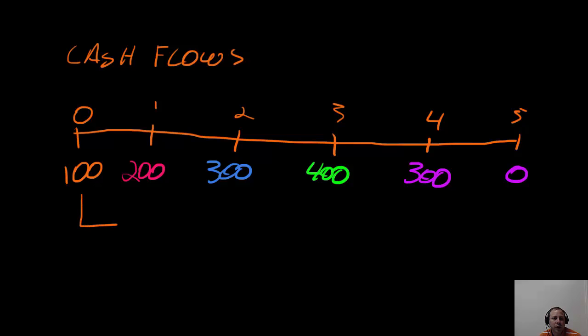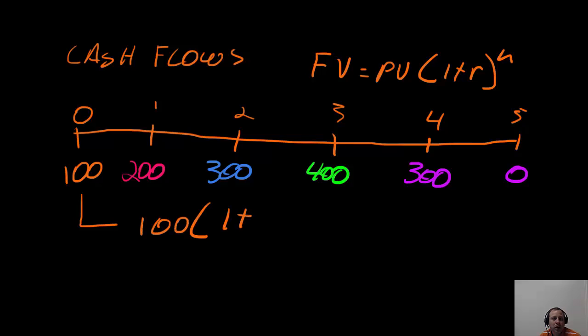So for the 100, remember our future value equation: future value is equal to PV times (1 plus R) to the N. So our present value here is 100, 1 plus R. I haven't given you an R. Let's assume that it's going to be 7%. So 0.07 over how many periods? 1, 2, 3, 4, 5 periods. So that goes over to the 5, and then we take that one forward.